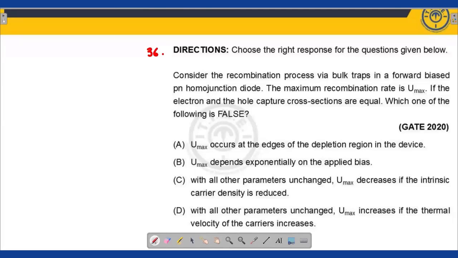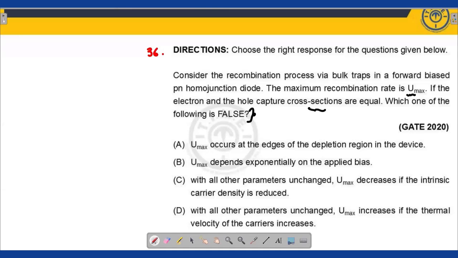Now here, consider the recombination process via bulk traps in the forward biased PN homojunction diode. The maximum recombination is Umax. If the electron and hole capture cross sections are equal, which of the following statements is false, my dear students?